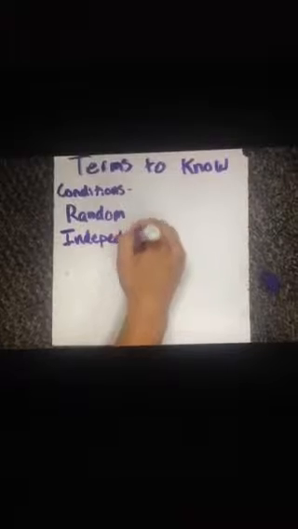The first one being random. The data needs to come from an experiment that is randomized just to provide a good basis for the entire test itself. The next one is independent. If there is no replacement being used in the test, the population needs to be at least 10 times as large as the sample. This just makes sure there isn't any correlation between the two things being tested.